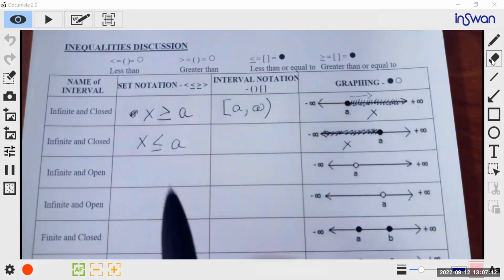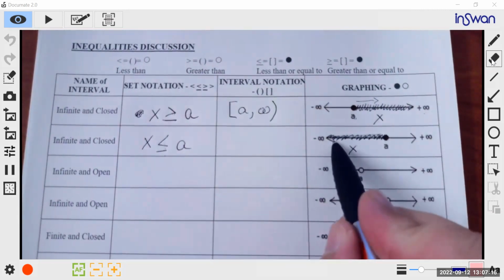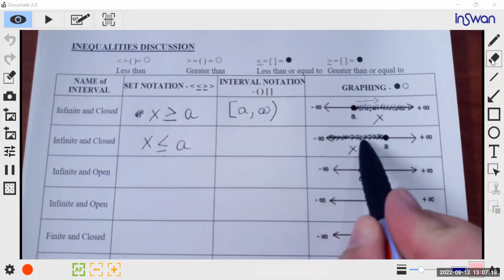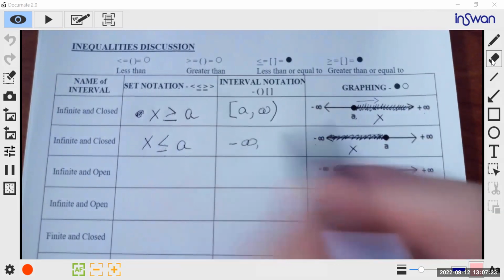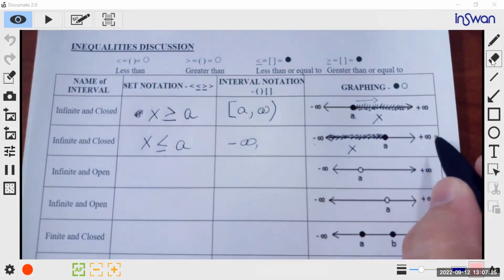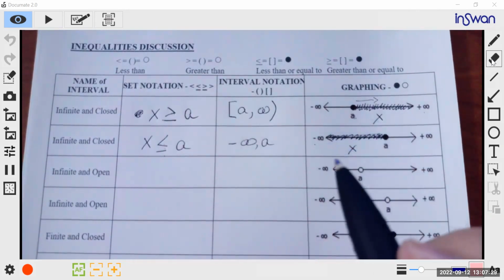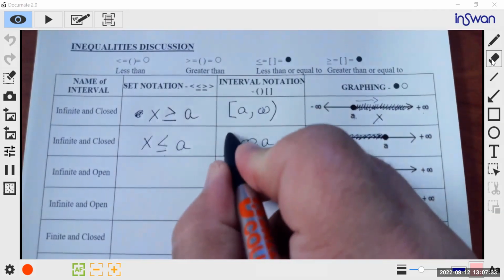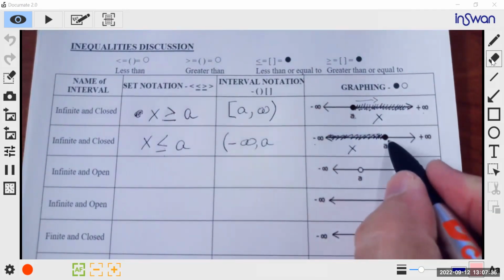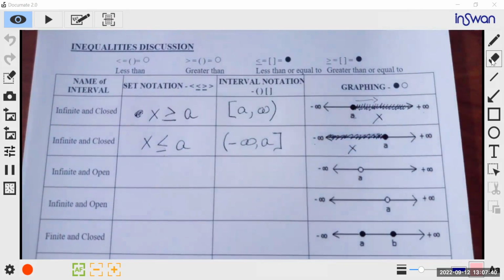Now the interval notation. Interval notation always has a beginning and an end. This list of numbers here, where does it begin? Negative infinity. Positive infinity is over here. And where does it end? At A. So I use parentheses or brackets. Well, for infinity, I always use a parenthesis. Since A is a solid dot, I have to use a bracket there. That means I can include that number in my list.